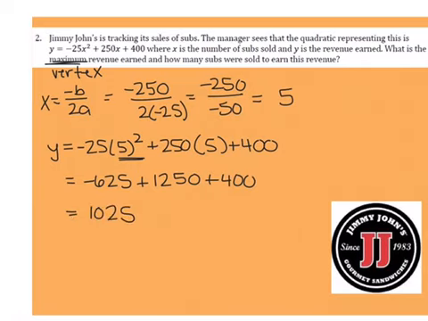So we want to think, the question's asking what's the maximum revenue earned and how many subs were sold to earn this revenue. When you're looking at this logically, it makes sense that the 1025 would be my money and the 5 would be my subs. So after 5 subs, I'll have $1,025.